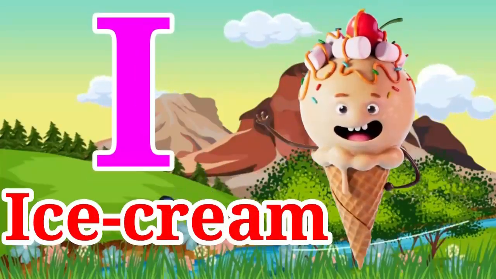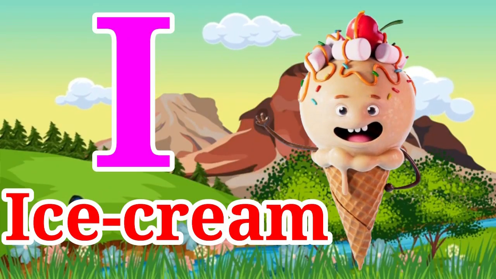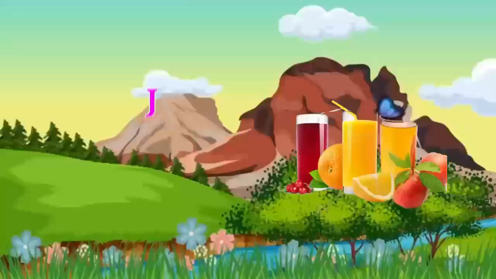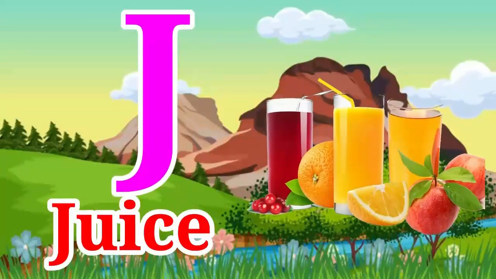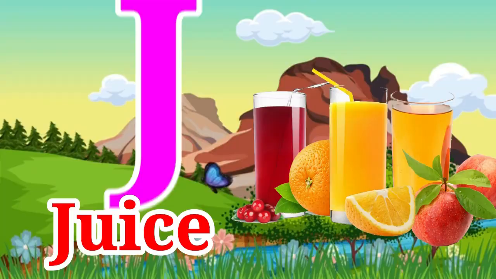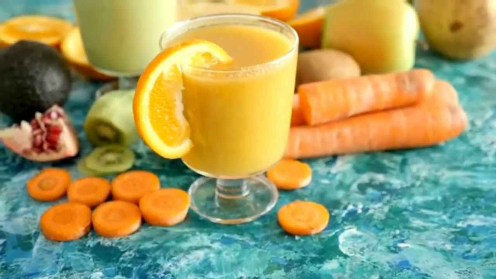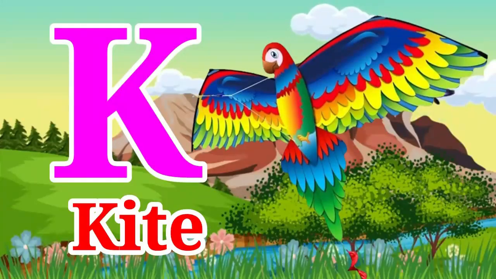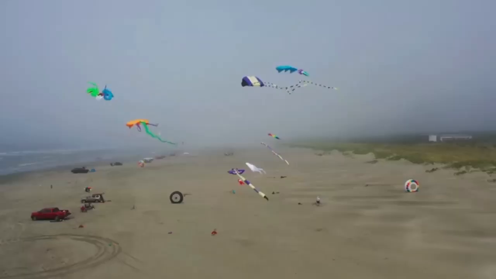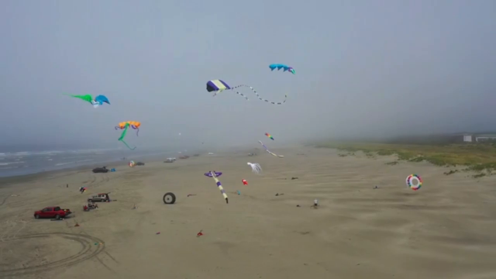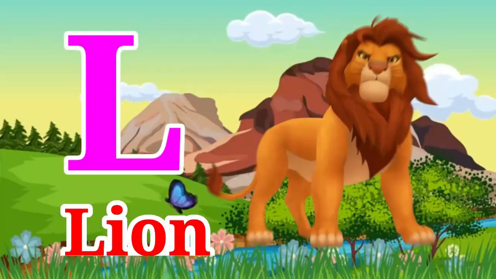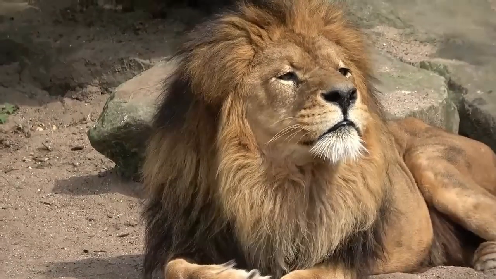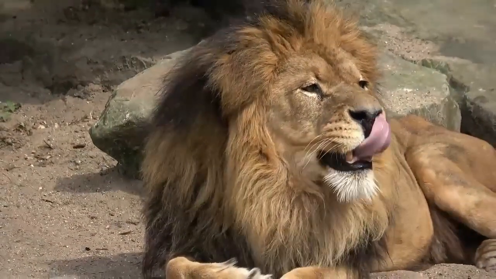I is for ice cream. I. J is for juice. J. K is for kite. K. L is for lion. L.